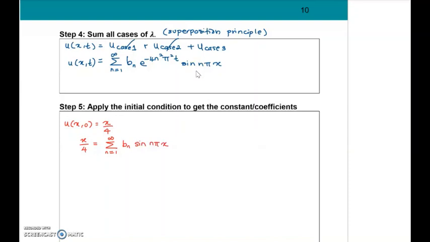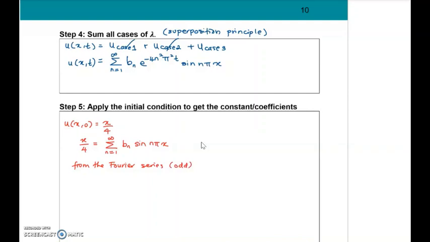Alright, so the intention now is to know what Bn is. How do we solve for Bn? Okay, this is where chapter 4 comes in. If we recall from the Fourier series, specifically for the odd function.